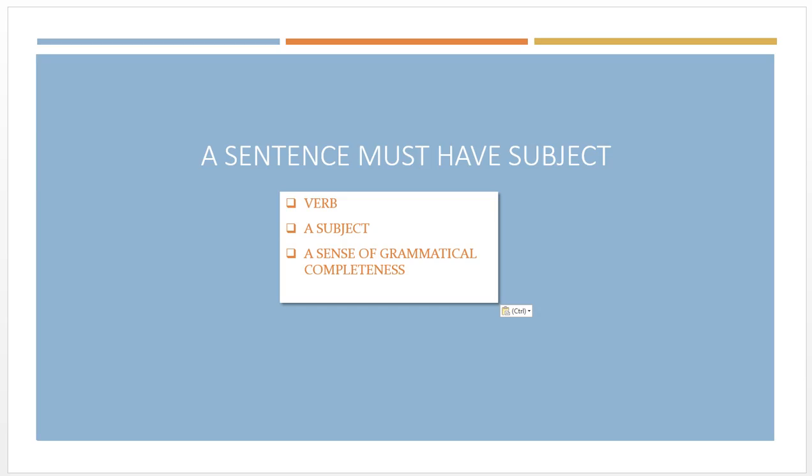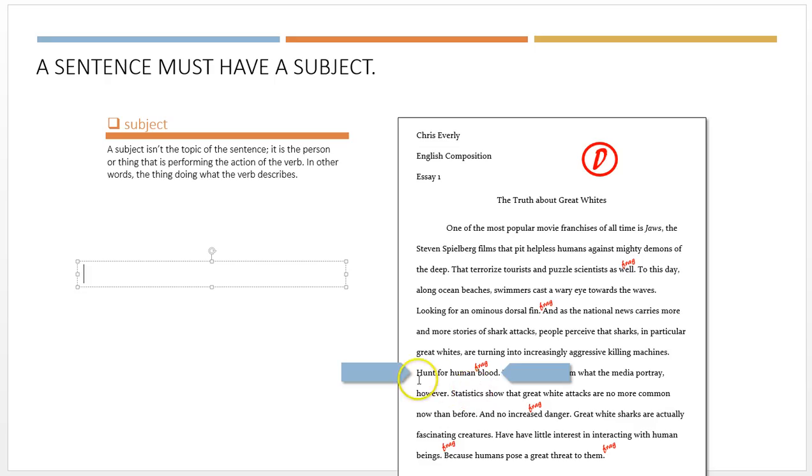The second criteria for a sentence is that it must have a subject. And keep in mind that a subject isn't the topic of the sentence. The subject is the person or thing that's performing the action of that verb. So let's take a look at an example. Here's one of the fragments in our paragraph, hunt for human blood. Now we have a verb here, hunt, but what's missing is a person or thing doing the hunting. What is doing the hunting?